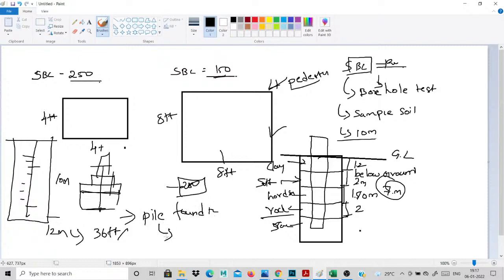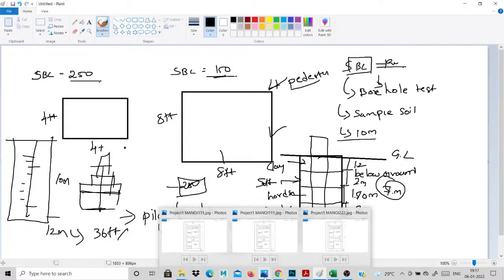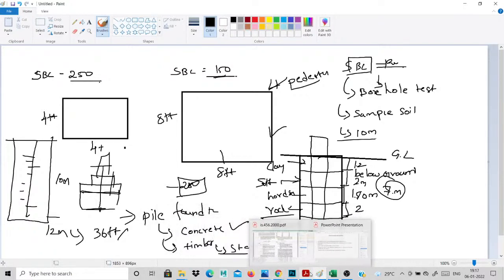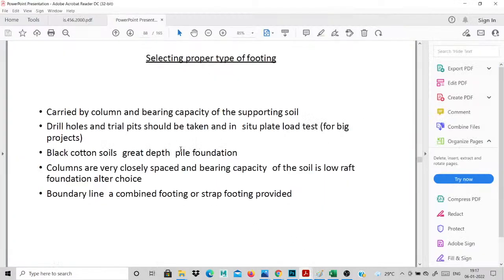There are also different types of piles: concrete pile, timber pile, steel pile. There are so many types of piles in use. Mostly the concrete pile is used in clay soils. Okay, that is the third point: if your depth is larger, you will choose a pile foundation. That is the main point.